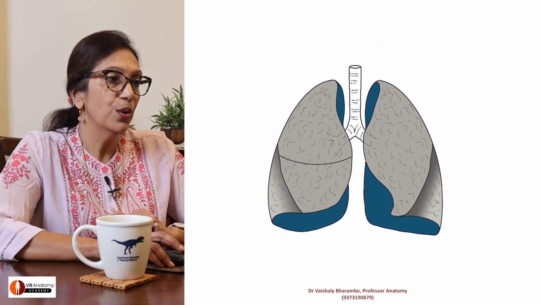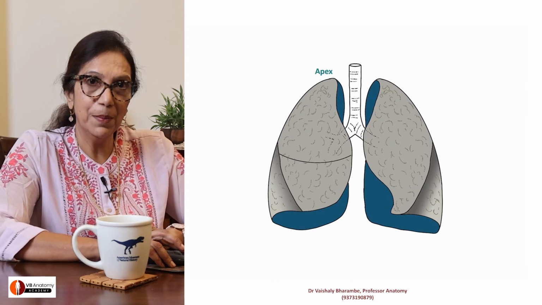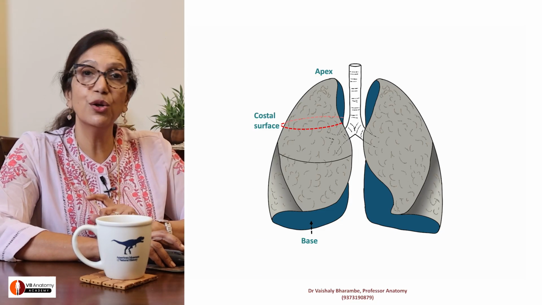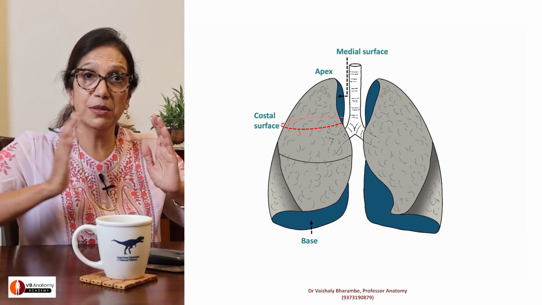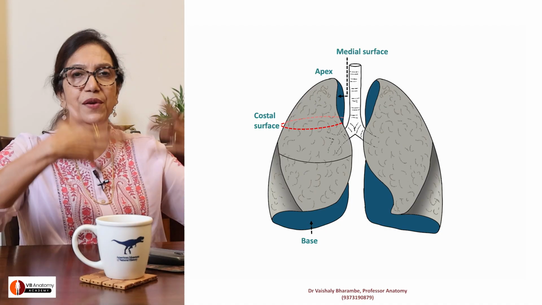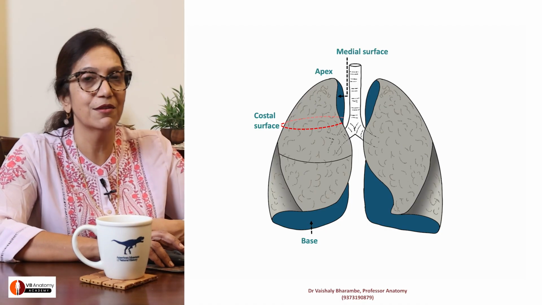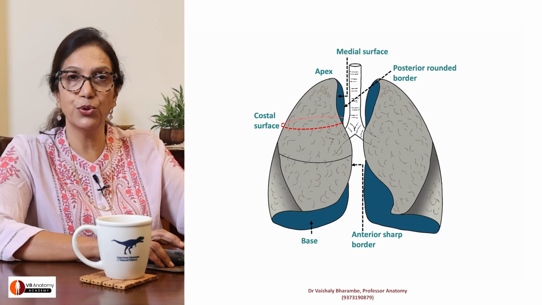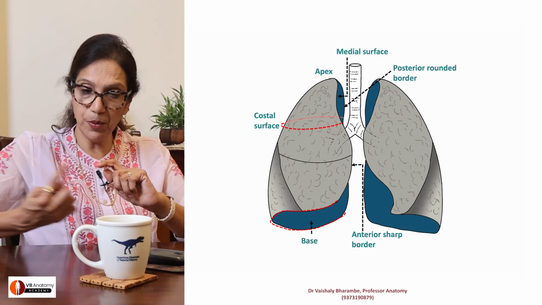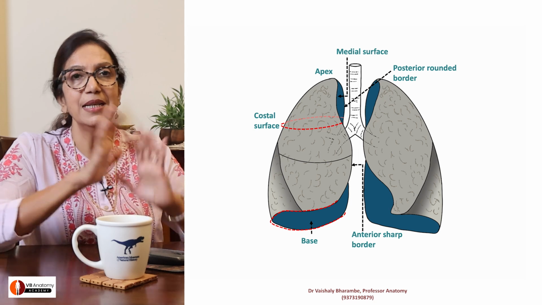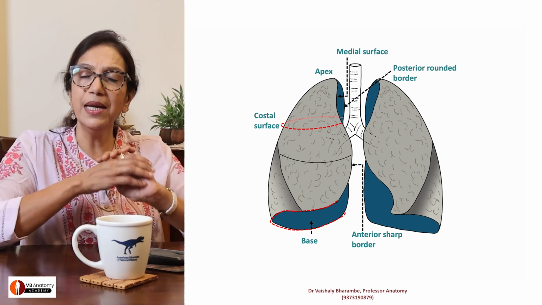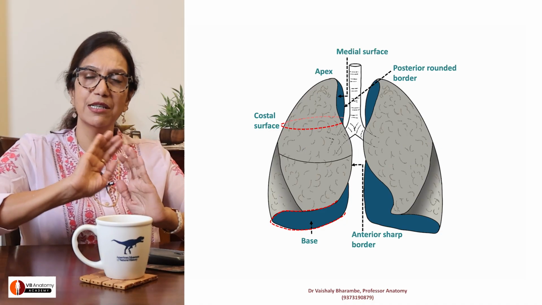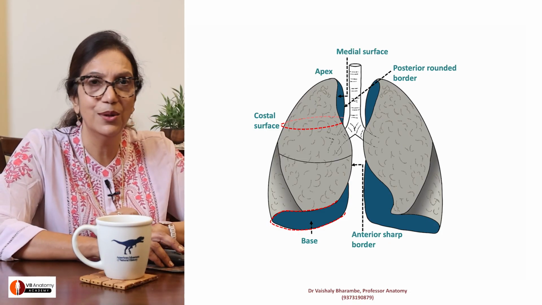So let's look at these lungs. Here's the apex. Here's the base. This surface is the costal surface. This surface, which is medial, related to the heart, esophagus, trachea, everything, is the medial surface. This sharp border is anterior, this rounded border is posterior, and this sharp border below is the inferior border. These are parts of the lung that you should know. Anytime you're asked, you should know which is the anterior border, posterior border, inferior border, which is the costal surface, which is the medial surface. Common sense.